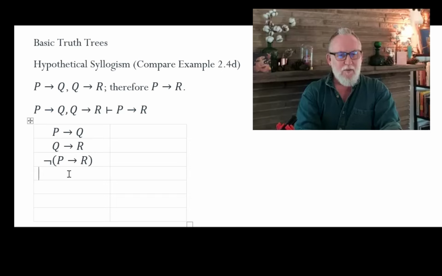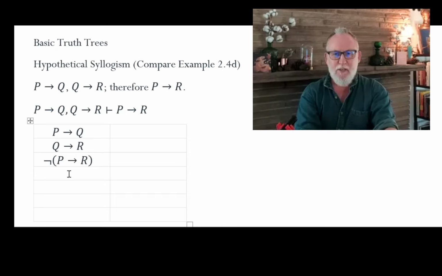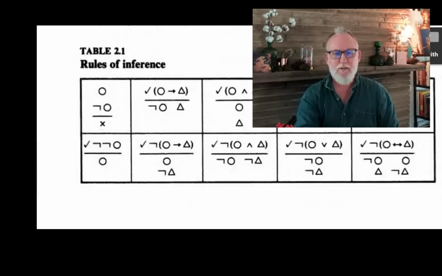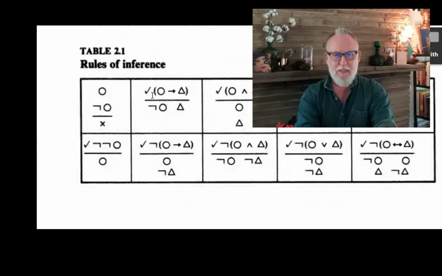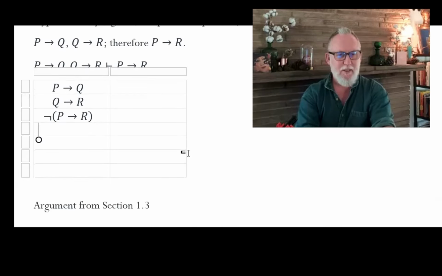Okay, and then we're going to follow the rules of inference, and I think those are just below here. And so we want to make reference to this table here, and we're going to use this rule right here in this box, and the one right below it. Okay, so we're just going to use these two rules. Let's see how that works out.